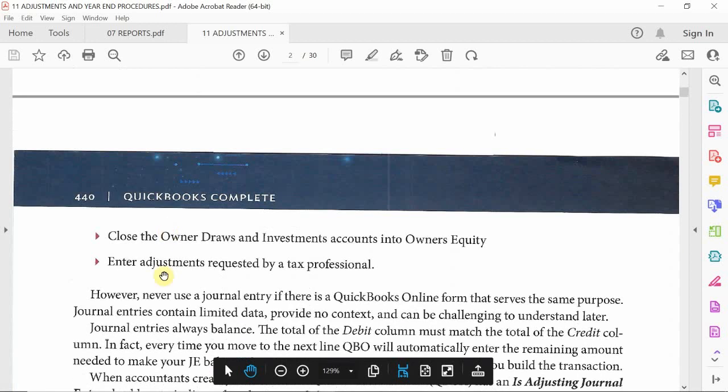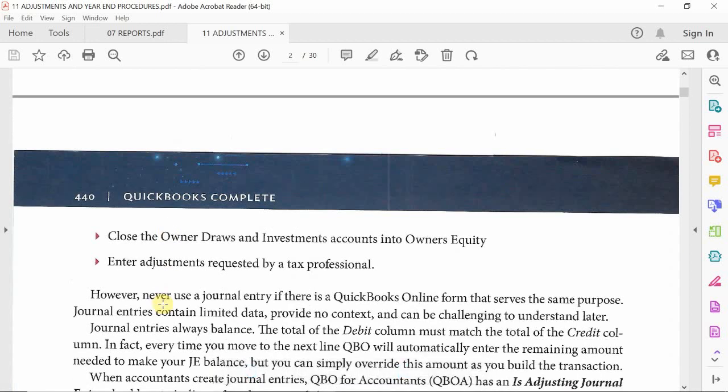And of course, other ones are going to be if you have to do an owner's draw. So when you close out the books, you do need to do your owner's draw. And of course, any adjustments required for tax purposes. Okay.